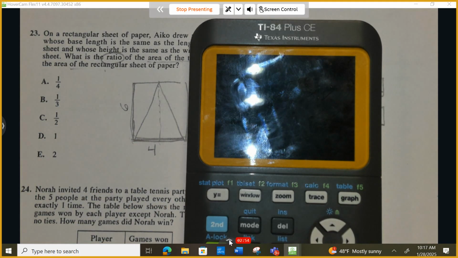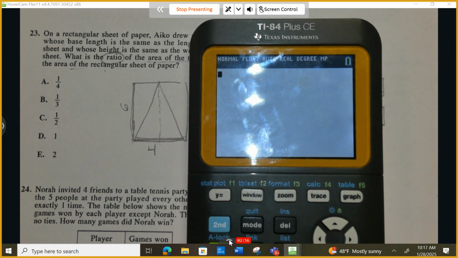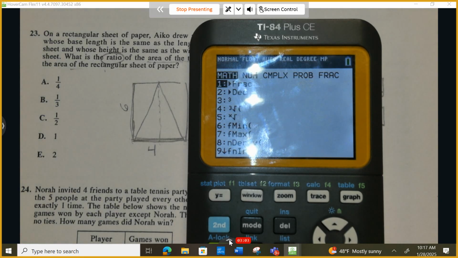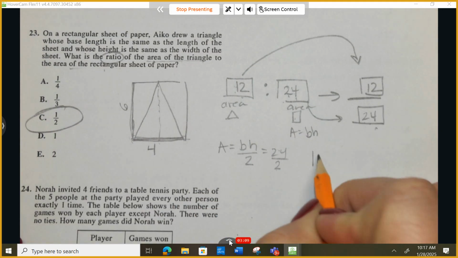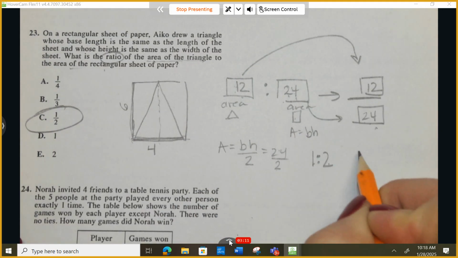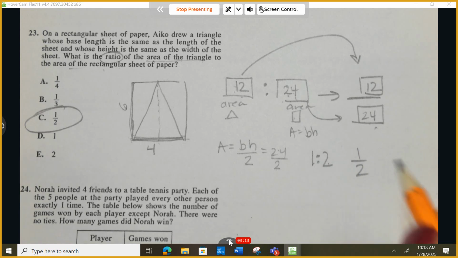Please grab your calculator, and if you're not great with simplifying fractions in your mind, please go 12 divided by 24, then hit math on the left, fraction, enter, enter, and we can see it reduces down to 1/2. So 1/2 is the correct answer. We could have written it like 1 to 2, or equivalently as 1 over 2.